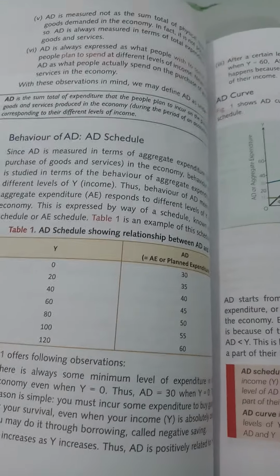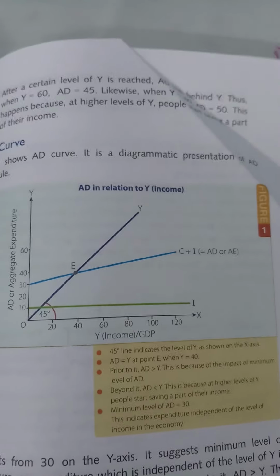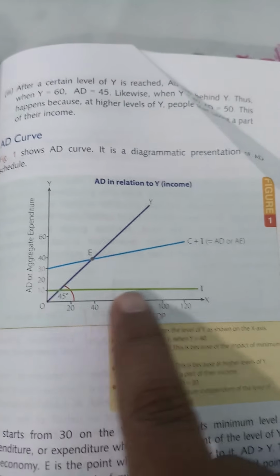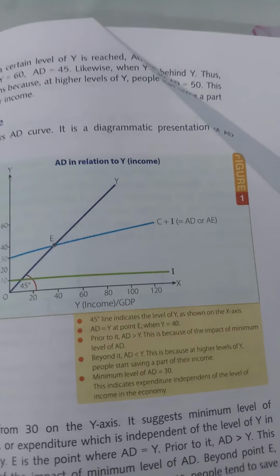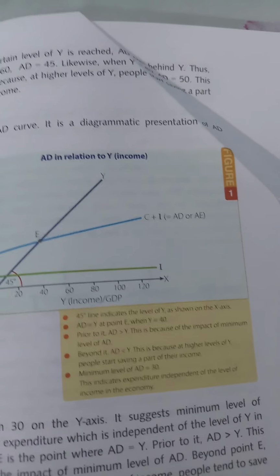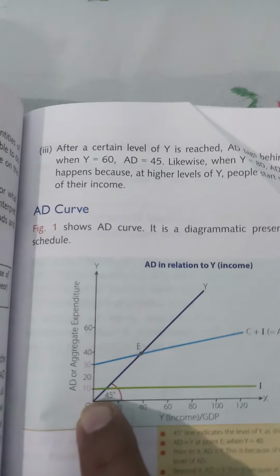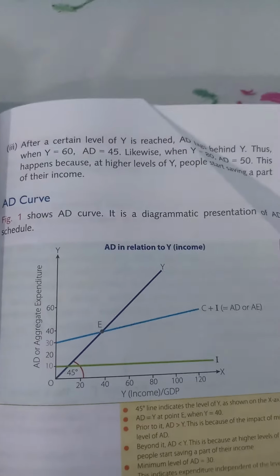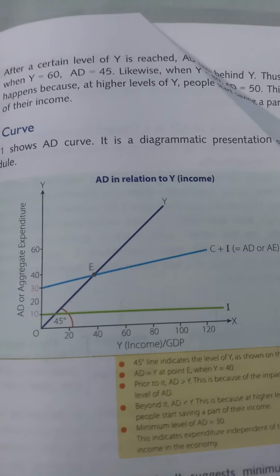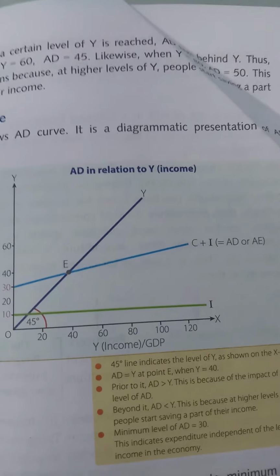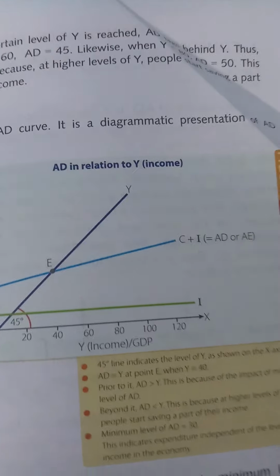Now, let's try to understand the graphic presentation of this schedule. You can see over here a line drawn parallel to the x-axis, which is called the I line, meaning investment, and it is kept constant. Why it is kept constant, we will talk about in the next video. But please understand, this income axis starts from 0 and then goes upward, which means that income is increasing, and you can see it is a straight line.